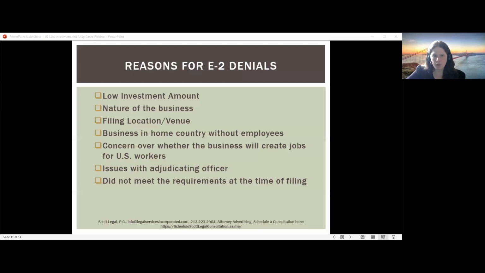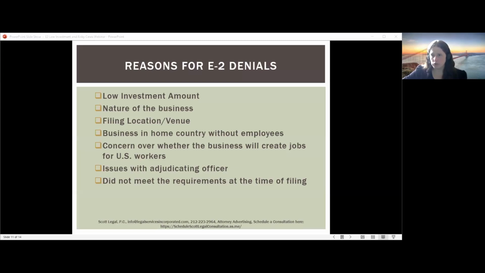So one of the reasons listed here is filing location and venue. So you do want to think about this. You want to keep in mind, where are my options? Can I perhaps apply somewhere else other than my home country if my home country is one where higher investment amounts are preferred? So that's definitely an important conversation to have with your attorney, especially as trends change.